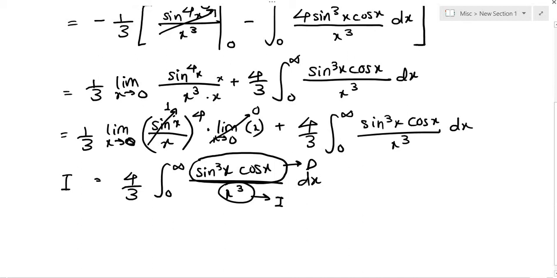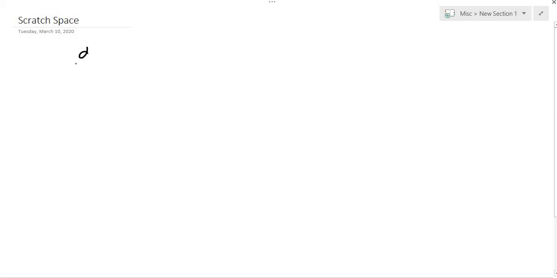So before actually proceeding with our integration by parts again, I would like to find the derivative of the numerator on a separate scratch space page. So see you there. So we want to find the derivative of this expression, sine cubed of x times the cosine of x. So why don't we differentiate the first using the product rule?